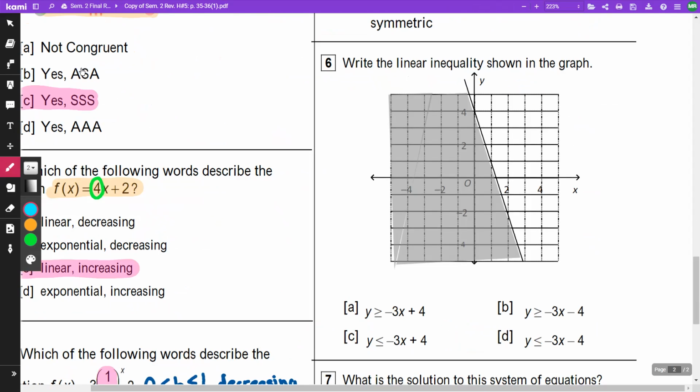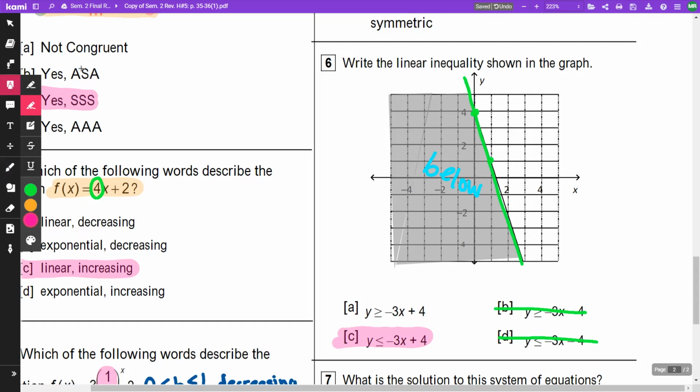On number 6, write the linear inequality for the graph that's shown. So first off, all of them are very similar. The y-intercept is 4, so B and D will not be it. We're going down 3 over 1, so both of these are good that way. It is a solid line, so we have an equal, which both of them do. But we are shading below, so that is going to be less than or equal to. So it's going to be C.